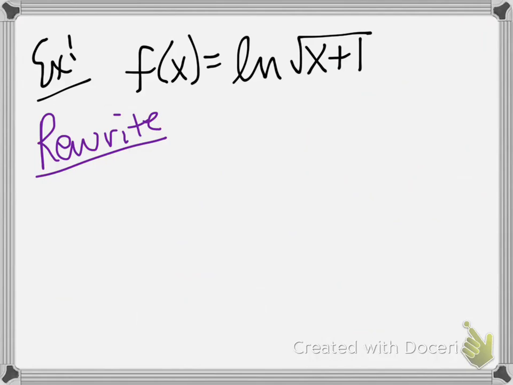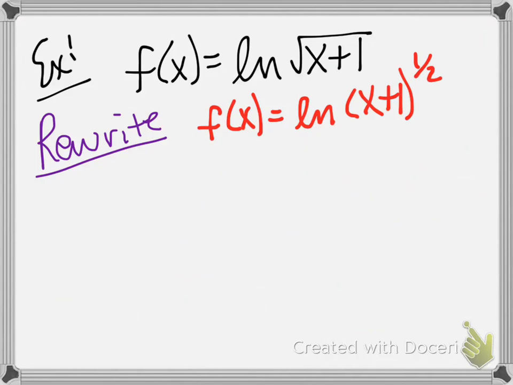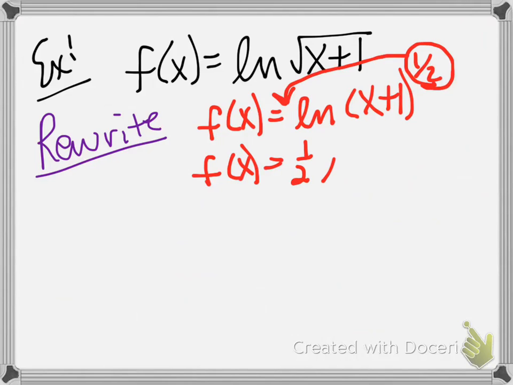Okay? Sometimes you can rewrite these problems. So I'm going to start out by writing this as f of x equals ln of x plus 1 to the 1/2 power. So I'm just changing the square root. Now, one of the things you might recall from logarithms is that if you have a power here, the power can be brought to the front. So I'm going to rewrite this as 1/2 ln x plus 1, which actually makes this a little bit simpler.